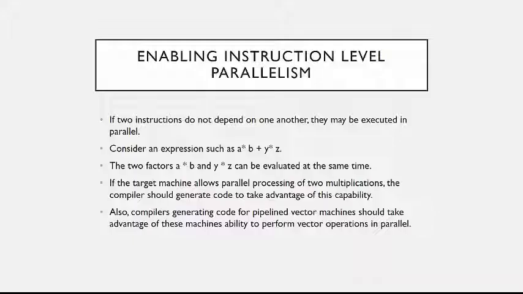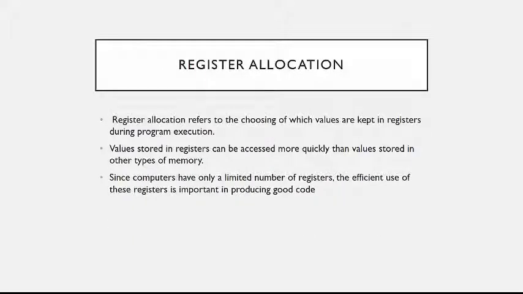So, if the target machine allows parallel processing of two multiplications, the compiler should generate code to take advantage of this capability. Also, compilers generating code for pipeline vector machines should take advantage of the machine's availability to perform vector operations in parallel.